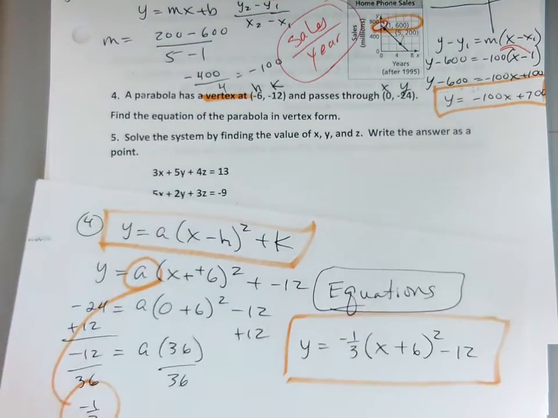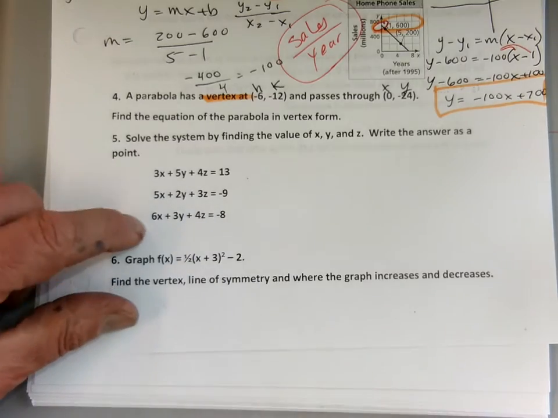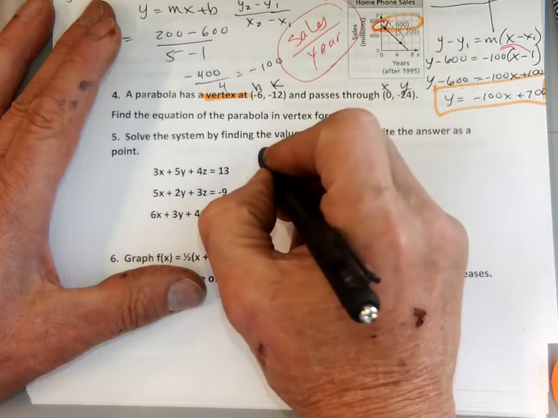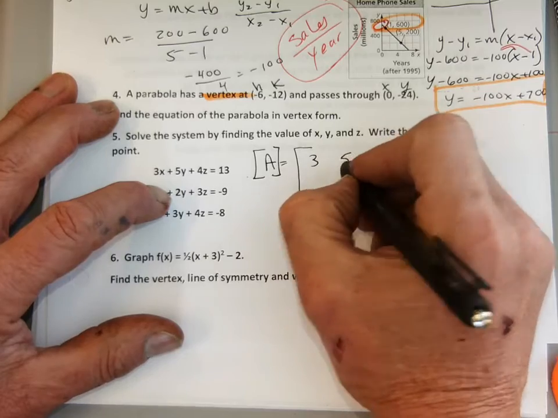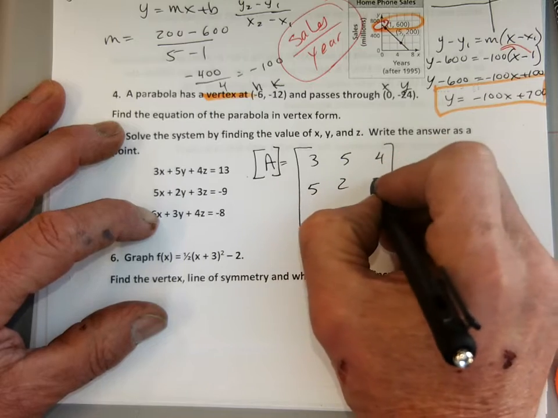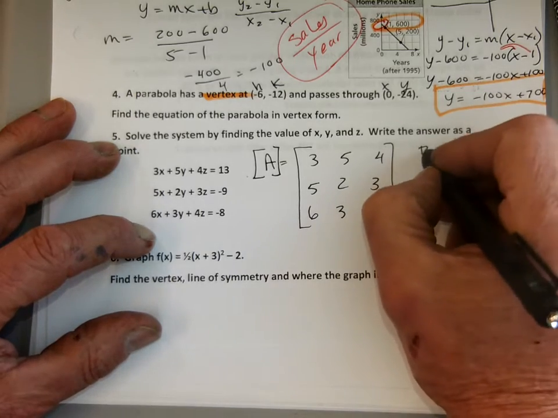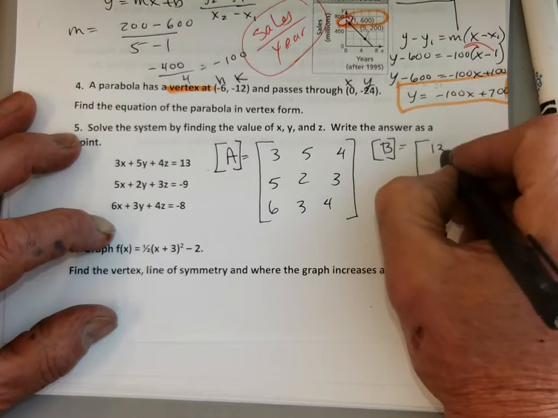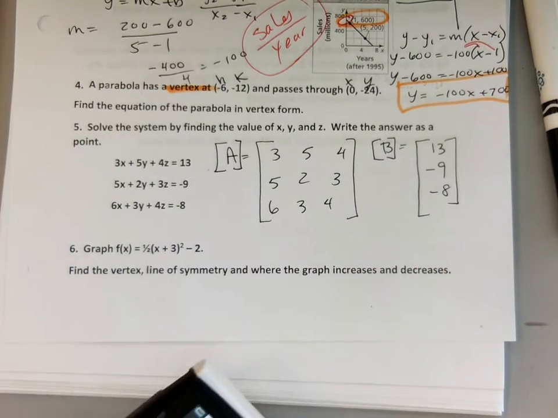All right, so let's take a look at 5. The first thing you need is a matrix. You guys remember this? So we're going to do matrix A, which is 3, 5, 4, 5, 2, 3, 6, 3, 4, right? And I'm going to need a matrix B, which is 13, negative 9, negative 8. Okay, and I'll wait for you. So we need a matrix, right?